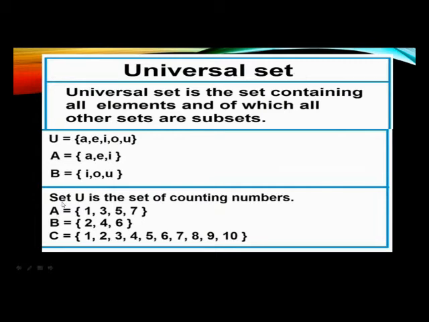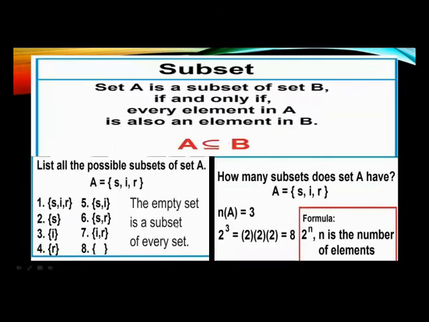Another example is that set U is the set of counting numbers, like A, B and C, three sets are given. Set A has 1, 3, 5, 7, B has 2, 4, 6, but C has 1, 2, 3, 4, 5, 6, 7, 8, 9, 10. So C is representing the universal set, and we observe B and A are subsets of set C. So set C is the universal set for sets A and B.